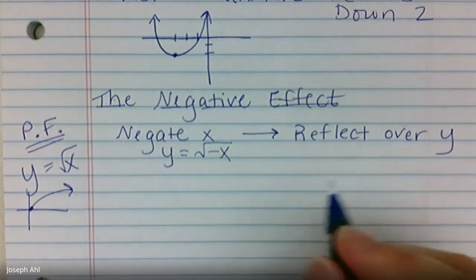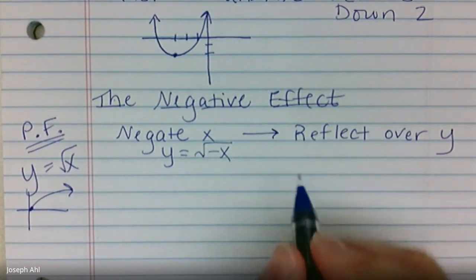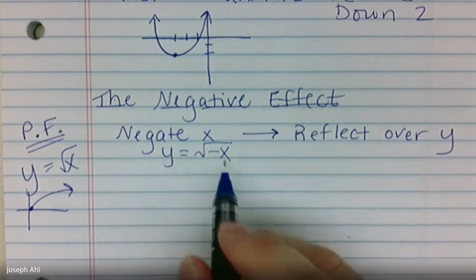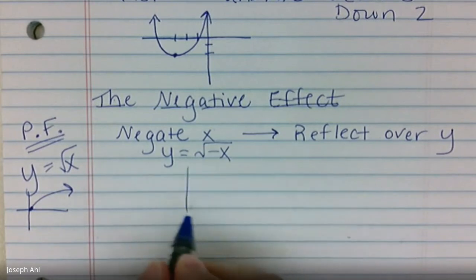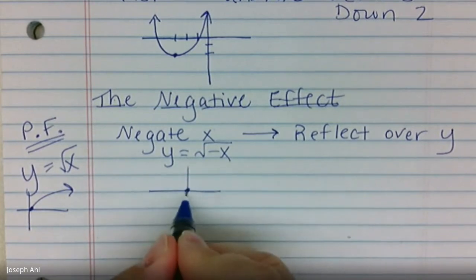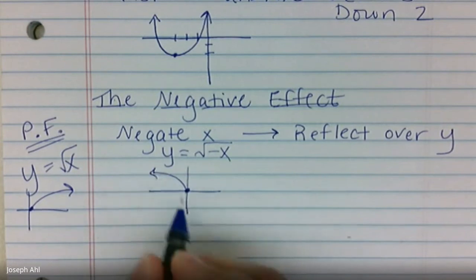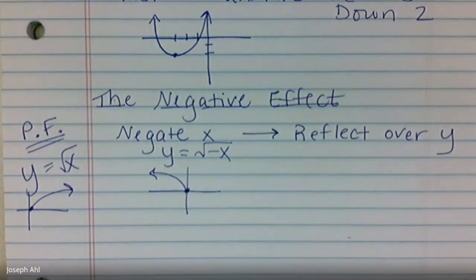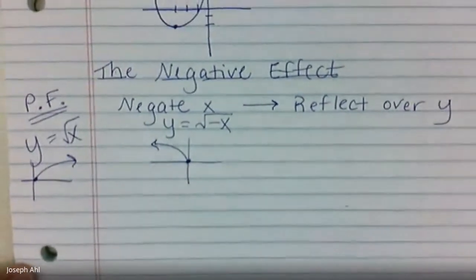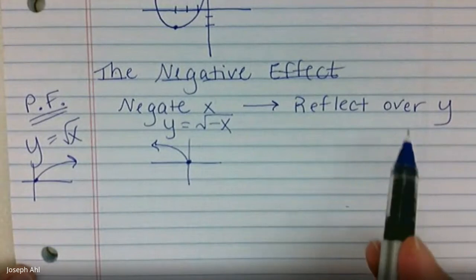So if I ask you to sketch real quickly for me here, the square root of negative x, this graph right here, you would draw some axes and you would just make the curve go up and to the left instead of up and to the right. So hopefully that makes sense based on what we learned in geometry. Again, negating certain values, negating the x values in this case, flips it over y.